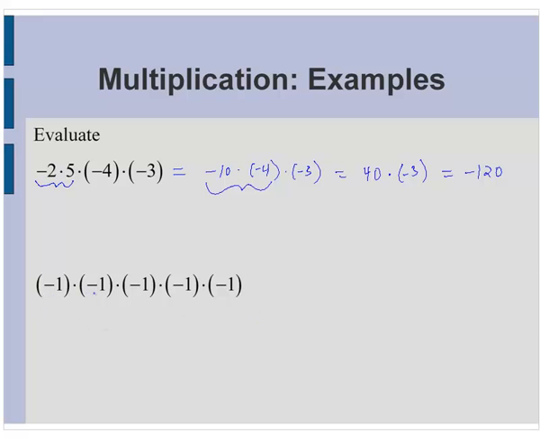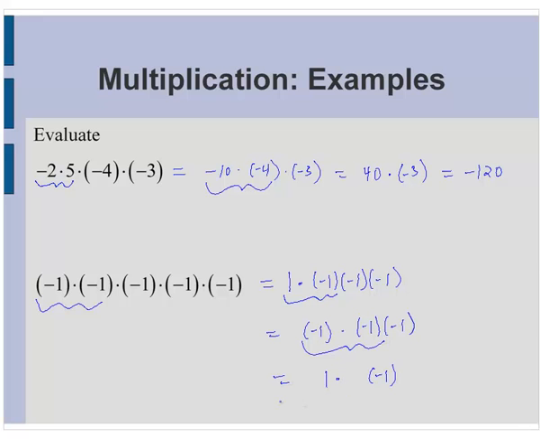Negative 1 times negative 1 times negative 1 times negative 1 times negative 1. All right, taking the first pair here, that would be positive 1 times negative 1 times negative 1 times negative 1. 1 times negative 1 is negative 1, times negative 1 times negative 1. Taking the next pair, 1 times negative 1 is negative 1.